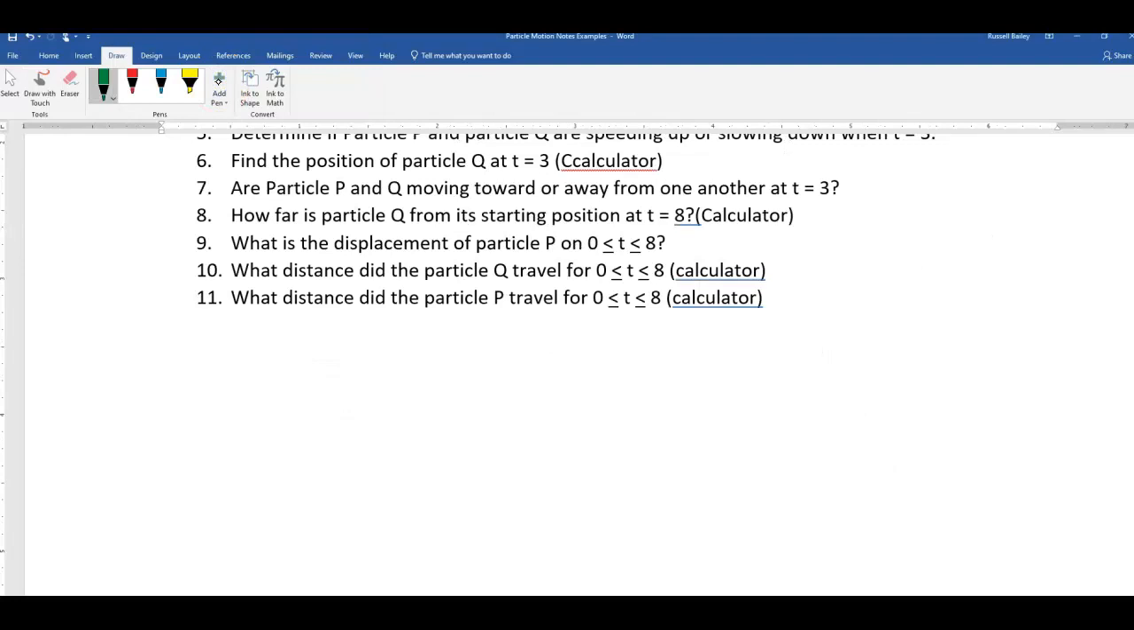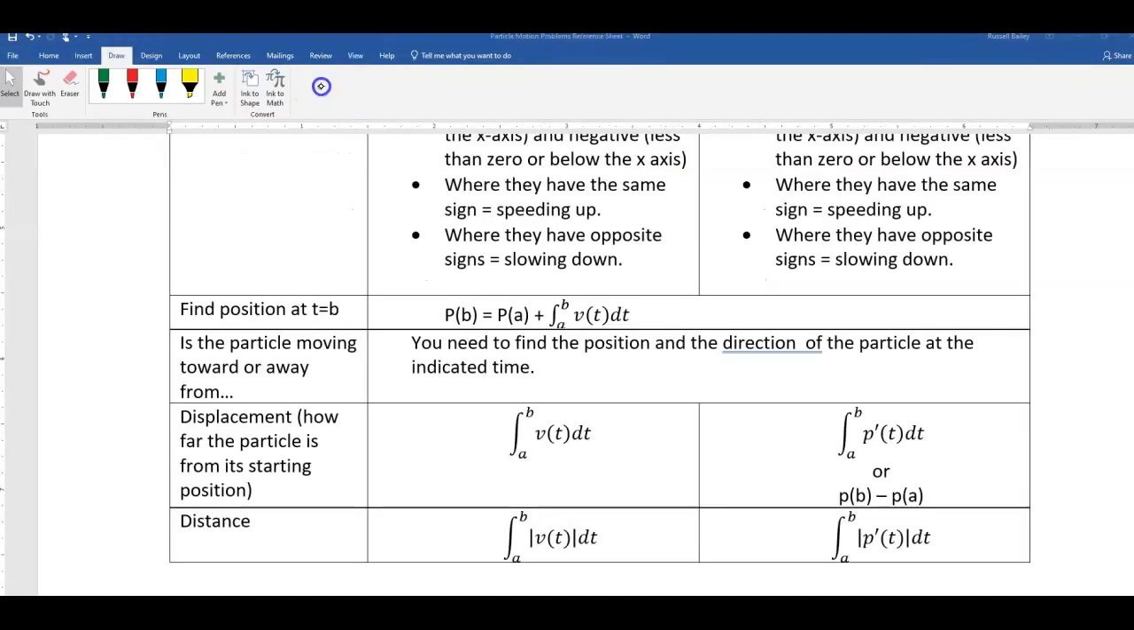What is the displacement of particle P? All right, well now particle P is a position function. So if you want to find the displacement of a position function, then you're going to have to integrate its velocity, or its first derivative, from your starting position to the ending time. So let's go ahead and do that.